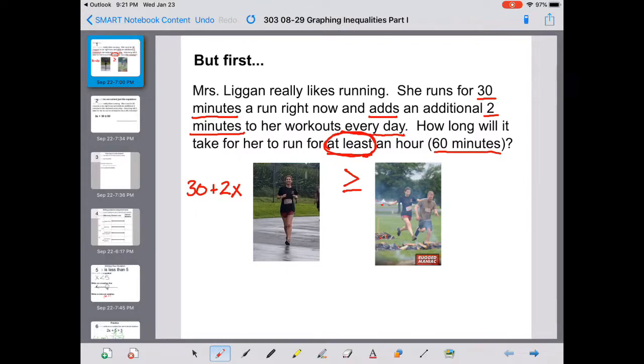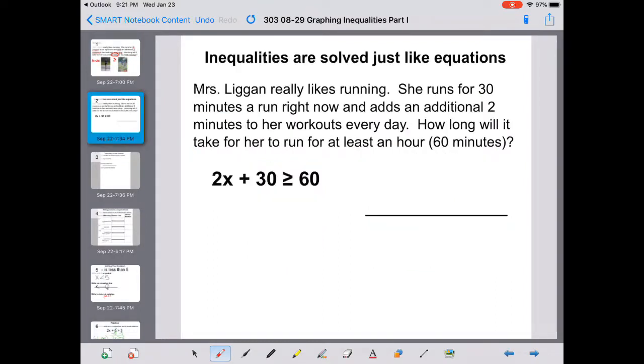So now that we've picked out these keywords, let's write our problem. So we're going to write it as 2x plus 30 is greater than or equal to 60. When we have an inequality like this, we can solve it just like an equation. Just instead of an equal sign, we have an inequality symbol. So with the inequality symbol that we're going to treat like an equal sign for now, we're going to go ahead and solve this problem.